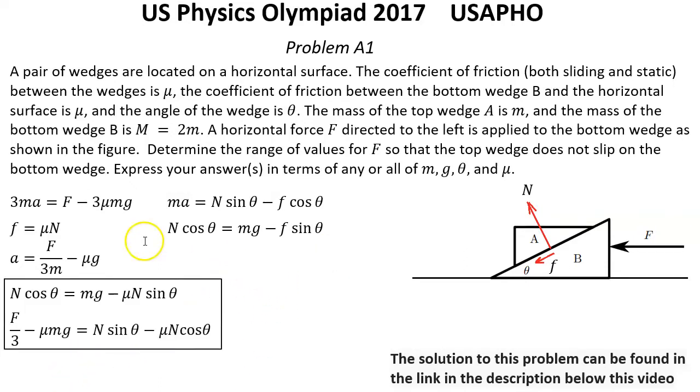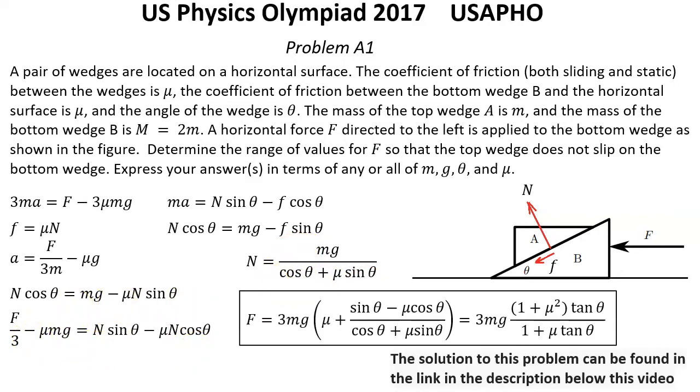Now when we insert force of friction mu N into these equations and acceleration, we have these 2 equations, and from this first equation again we can express the normal force. That will be this expression. And the last step is to put this normal force here. And finally for force F we have this expression, which is the solution for smallest possible force F. That was a solution for problem A1.